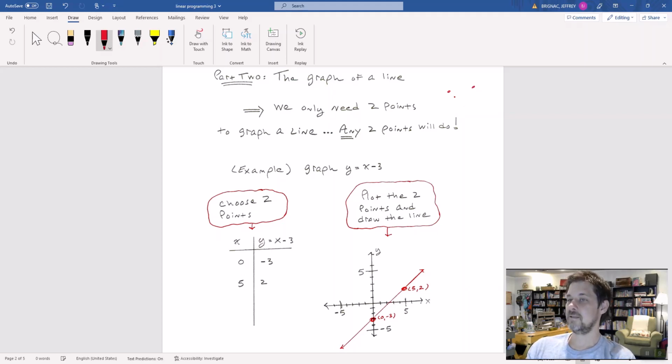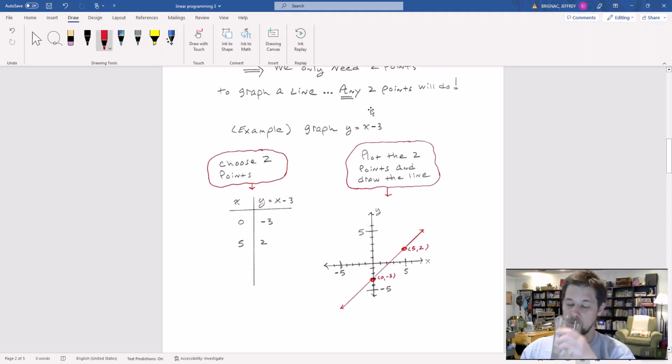What if I said this point and this point are on the line? Then you'd know the only way you can have a line and have this point on it and that point on it is for it to look like this. Whoops. Right? Okay. I mean, that's the only way. You'd have to go through both of them. So 3 points is more than you need, and 1 point's not enough. So if you want to graph a line, you just need 2 points.